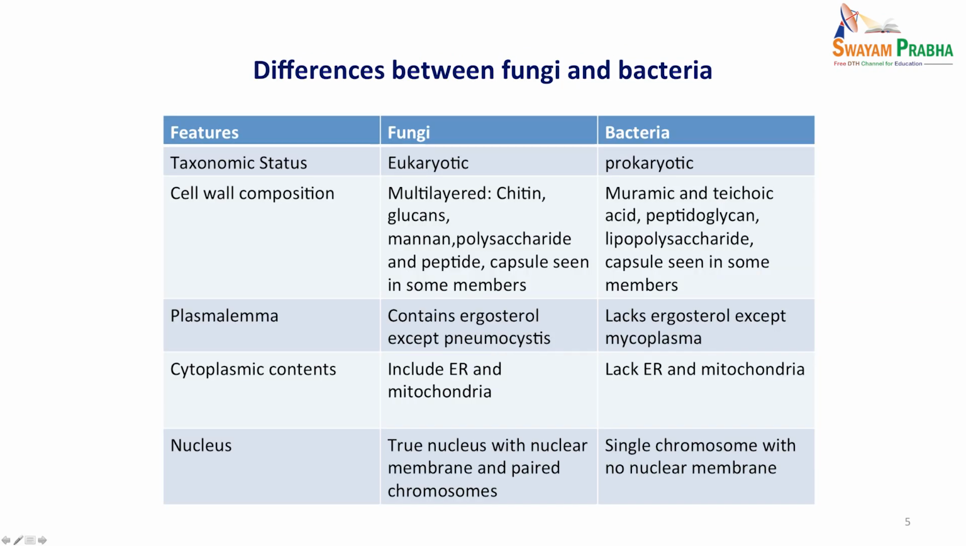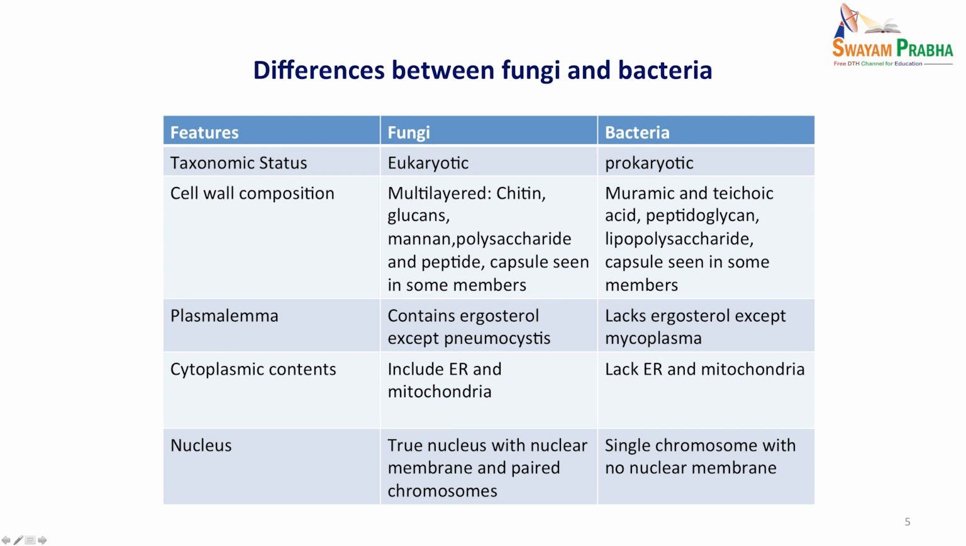When we try to differentiate between bacteria and fungi, we find bacteria are prokaryotic while fungi are eukaryotic. Further, fungal cell walls are multilayered. They have chitin, glucans, mannan, polysaccharide and peptide capsule seen in some members, while muramic acid and peptidoglycan are the ones which are usually seen in bacteria. Lipopolysaccharide capsule could be seen in some of the bacteria. The plasma membrane in case of fungi contains ergosterol except in Pneumocystis, while bacteria lack the ergosterol.